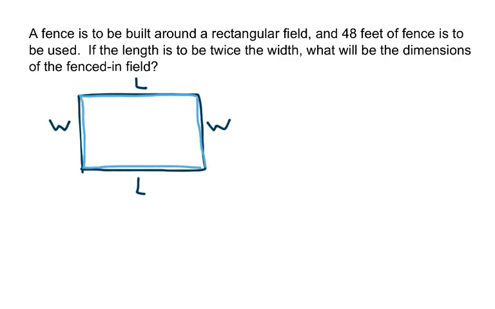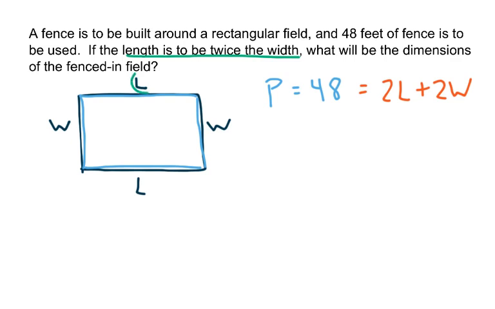If I'm concerned with how much fence I'm going to use, that means what I'm after here is the perimeter, and I know the perimeter has to be 48. I know that the formula for perimeter is 2 times the length plus 2 times the width. All right, that's pretty good. I'm getting there. Now I need to use this other clue I was given, that the length is to be twice the width.